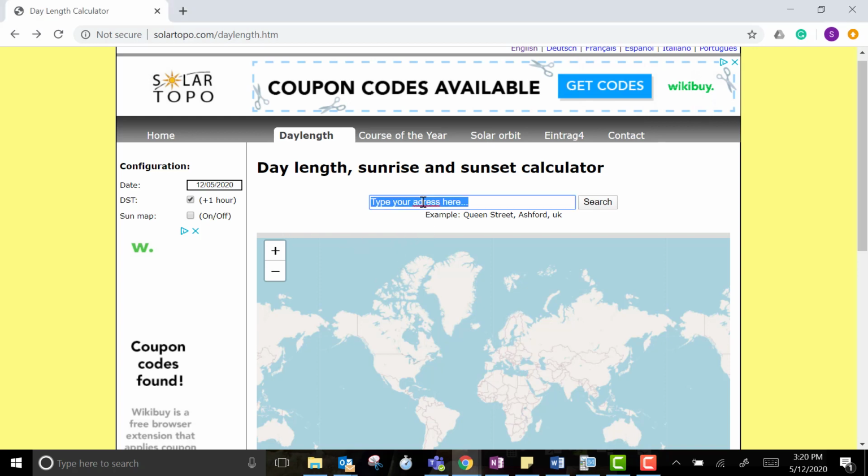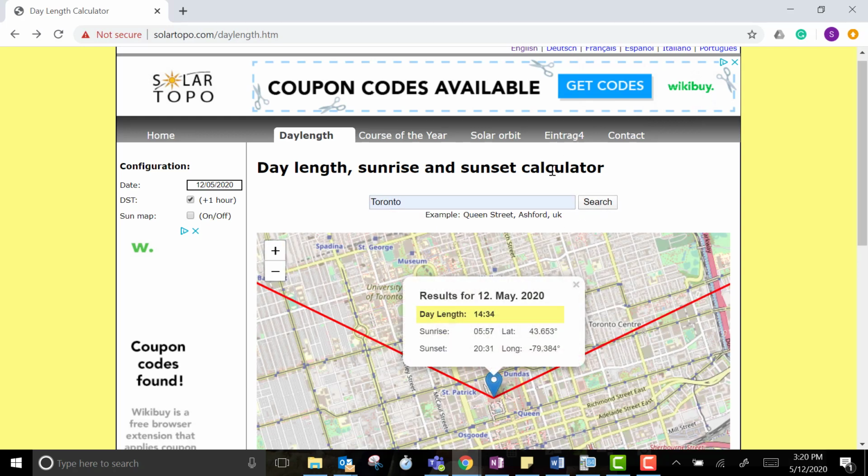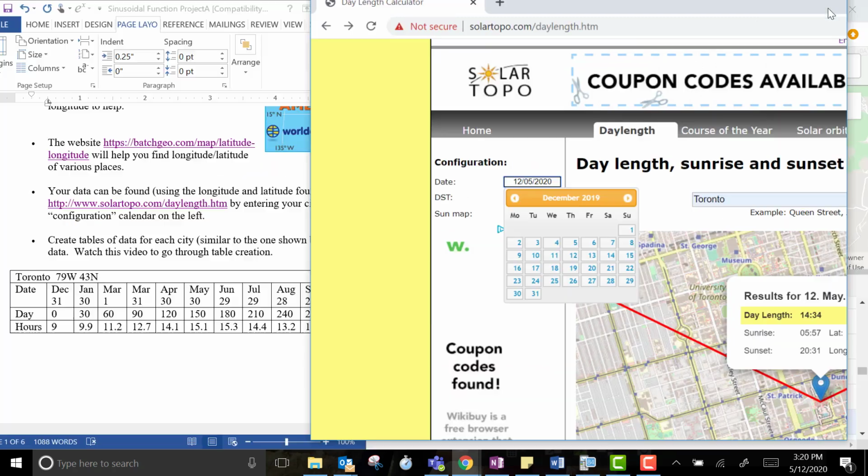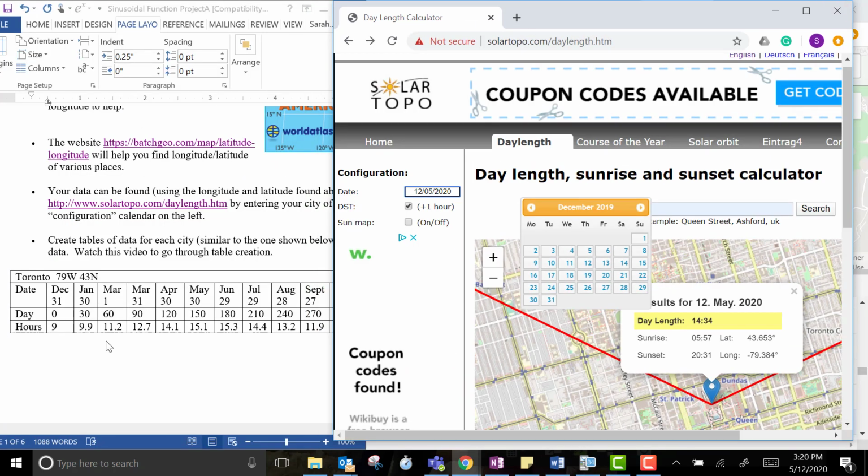After you get to this website, you should be able to type in your cities. So for example, mine is Toronto. And what I can do here is go over to this configuration calendar on the left and put in any day, and we're going to try to correspond those to the days of the table. So your table will be blank. Mine is already filled out.